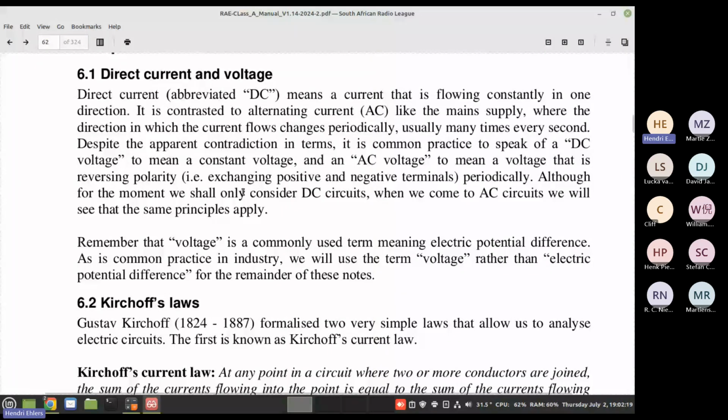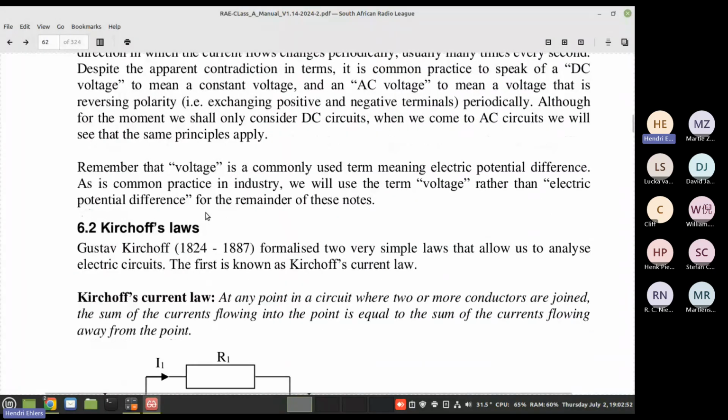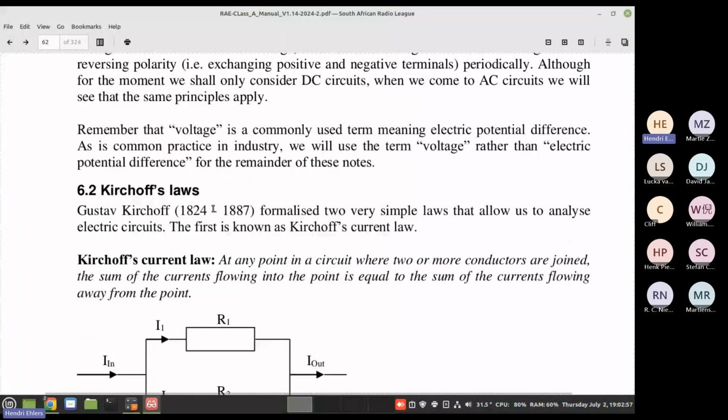Now, the term voltage is commonly used, but I don't want you to get flustered when you see E equals IR. It's the same thing. It's actually electric potential difference that is E. So voltage and E are the same thing. We did encounter that in the book somewhere, where they use E instead of V. And if you don't know that, it will most definitely confuse you.